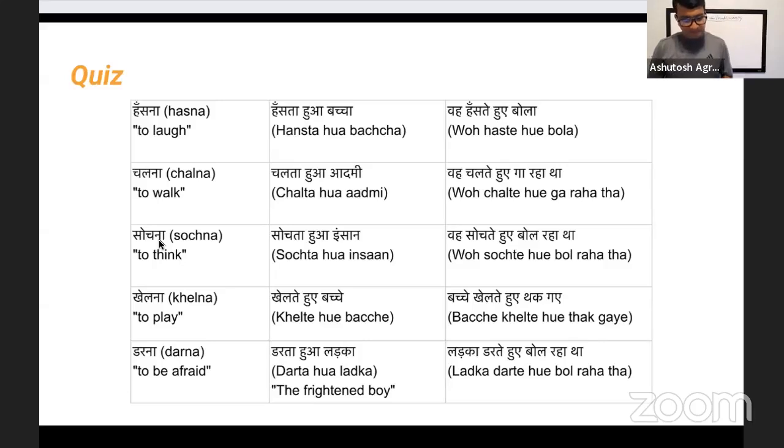Sochta hua insan means the thinking human. And wo sochte hue bol raha tha. While thinking, he was speaking. That's right. While thinking, he was speaking. वह सोचते हुए बोल रहा था. Again, it's like the use case. We'll be spending more time on it in today's class also, where the subject or the object is doing an action parallel to the main verb. Okay, so we will do this use case more today.